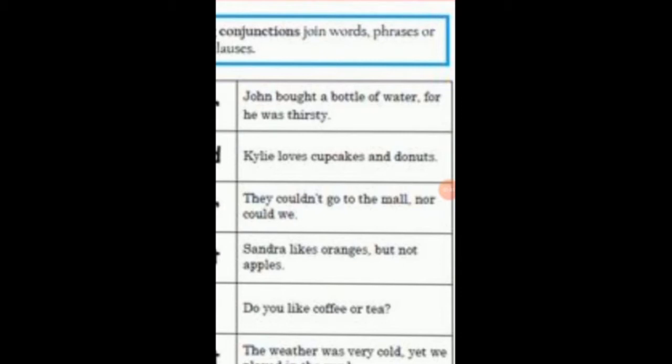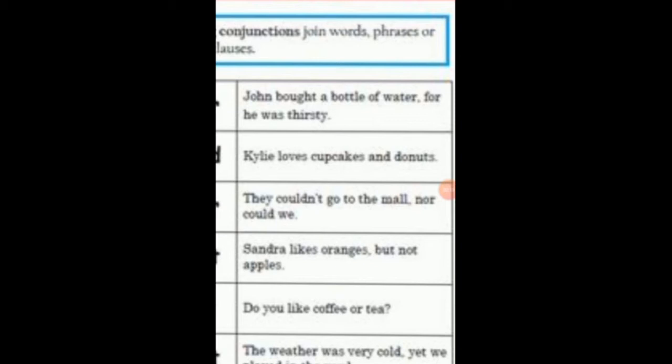See in the example, John bought a bottle of water for he was thirsty. This is a simple sentence with continuity. But here you notice the coordinating conjunction used is for, which means the two sentences before the for and after for must be independent sentences. See, John bought a bottle of water. If you say only this, John bought a bottle of water, it conveys you a complete sense. It does not need another sentence to complete the sentence. Therefore, we can say it is an independent sentence.